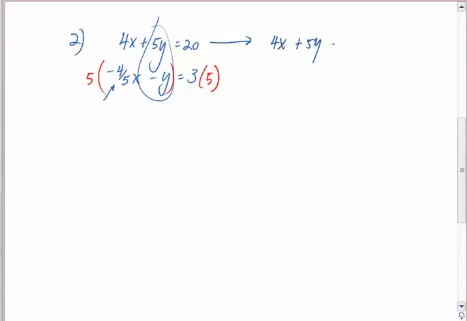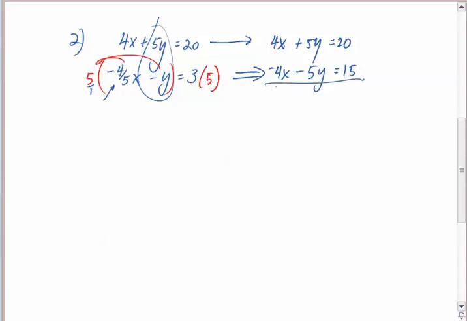X plus 5y is 20. I'm going to multiply the bottom by, I'm going to distribute the 5, right? So that turns that into -4x, right? 5 over 1 times -4/5 is -4x. And then I'm going to end up with minus 5y, and that's going to give me a 15.